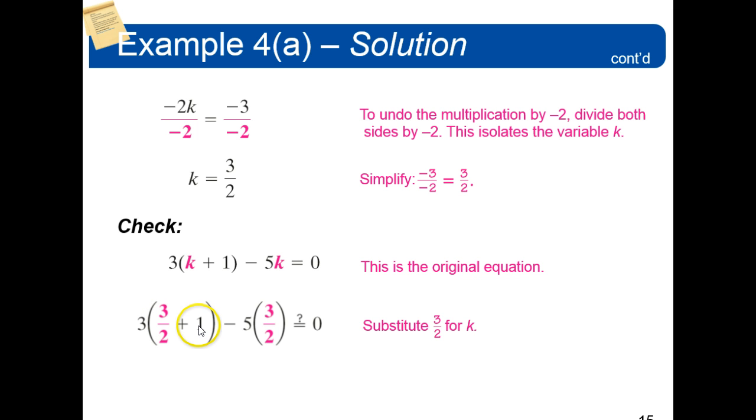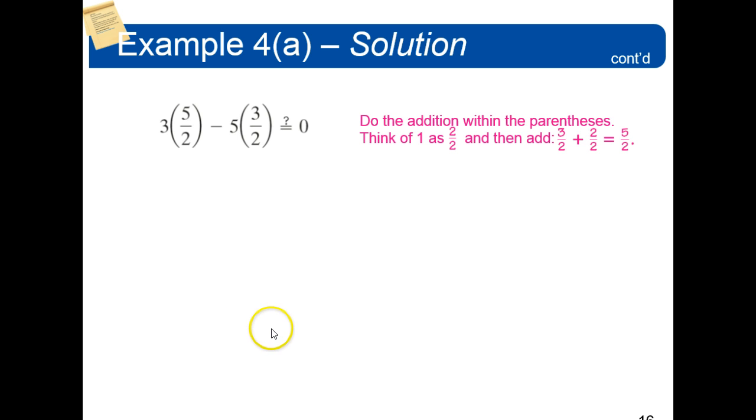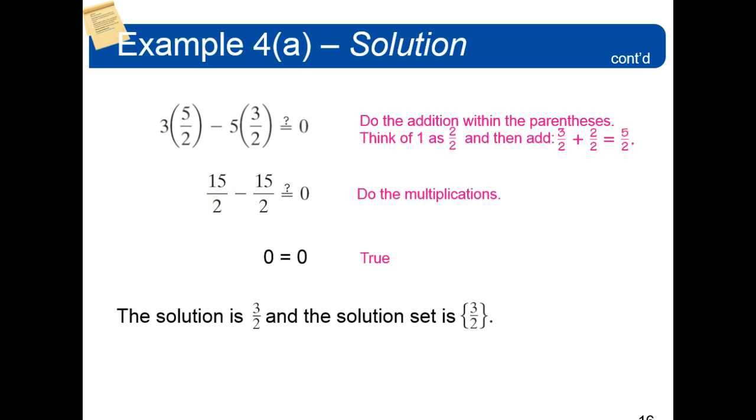3/2 plus 1, well, 1 is 2/2, so that's 5/2. And 5 times 3/2, when we have multiplication, 3 times 5 is 15 over 2. So we've got 3 times 5/2 minus 5 times 3/2. This equals 15/2, and this equals negative 15/2. Does 15/2 minus 15/2 equal 0? Yes, it does. So that is true. The solution to our equation is 3/2. The solution set is the set containing 3/2.